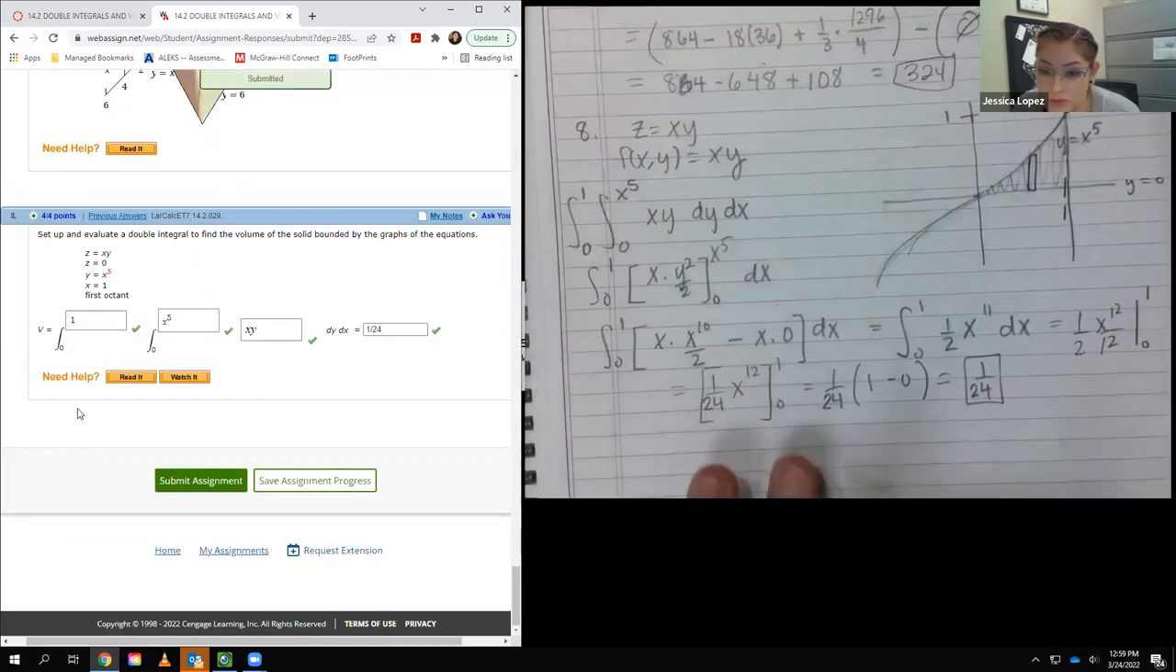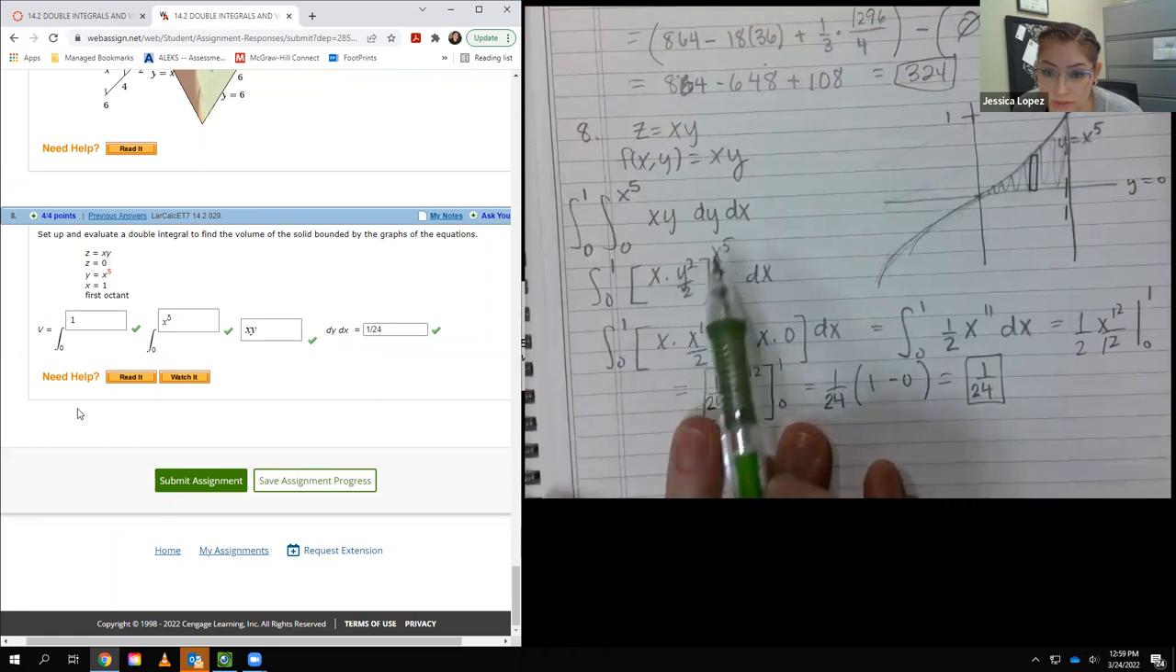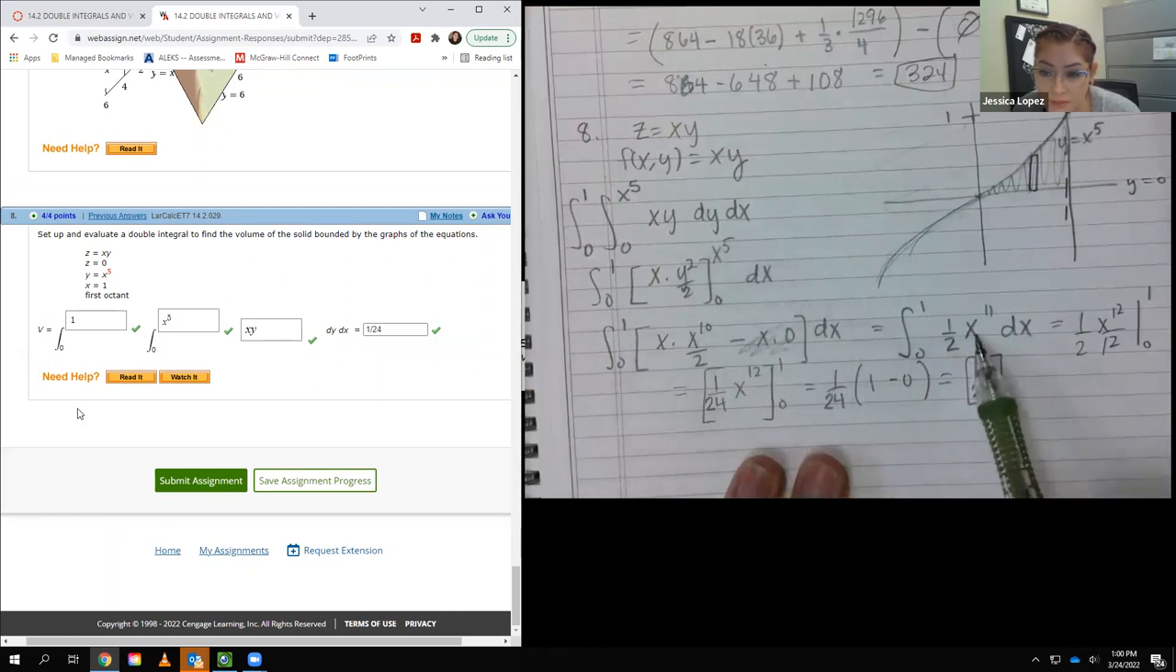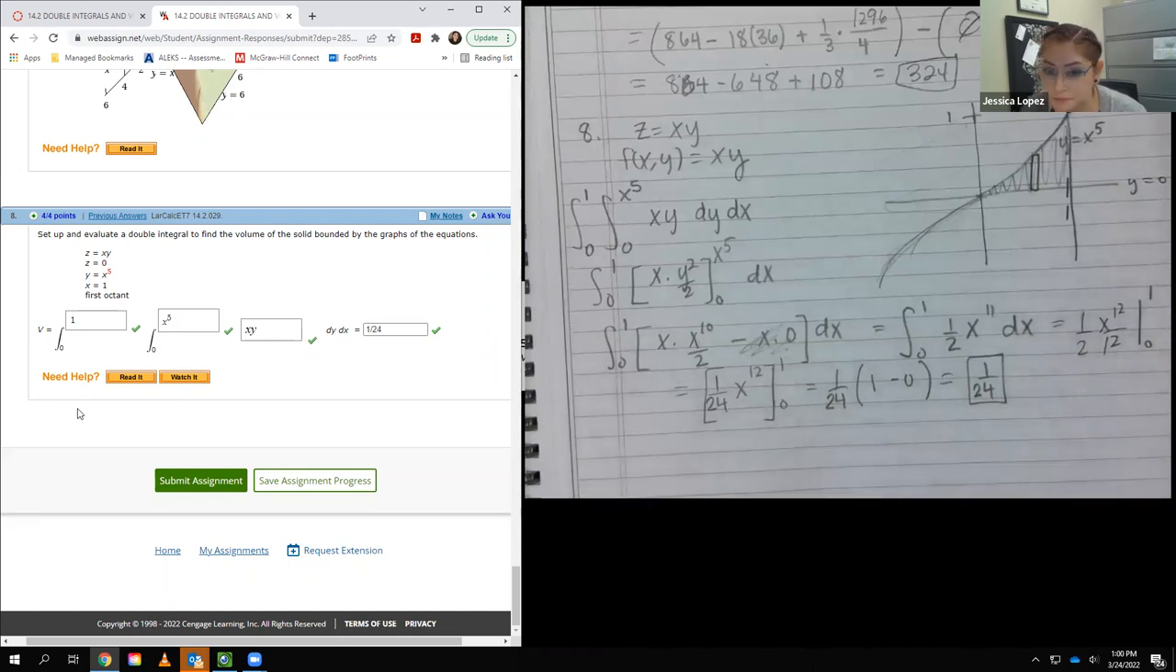Okay, there we go. So we did this. We took the integral of that. We plugged in the x to the fifth. We got this. We plugged in the 0. We got that. So this is really gone. So it's just 1 half times x to the 11th. So it's 1 half times x to the 12th over 12, which is 1 over 24 x to the 12. Plug in the 1, you get 1. Plug in the 0, you get 0. And so this is just 1 over 24.